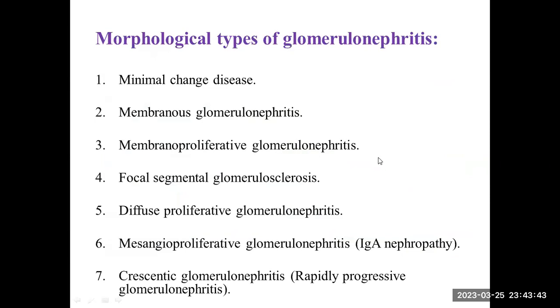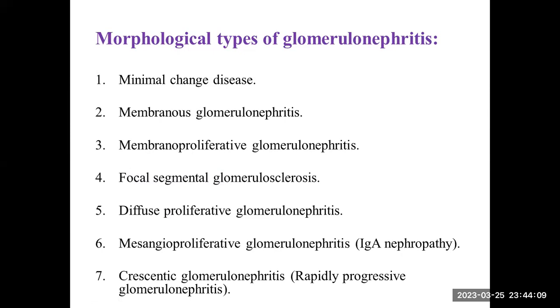So these are the basic differences between membranous proliferative and membranous glomerulonephritis. In focal segmental glomerulosclerosis, this is a special type of glomerulonephritis. Focal and segmental has specific meaning. In pathology, in nephrology, when you say focal, it is different from diffuse. And you compare focal to diffuse.